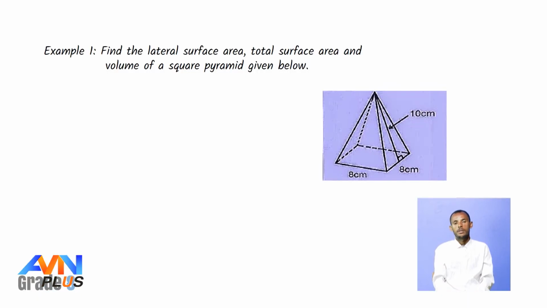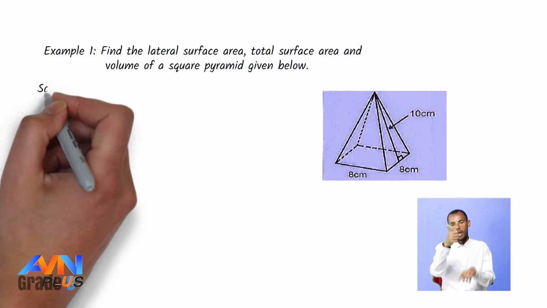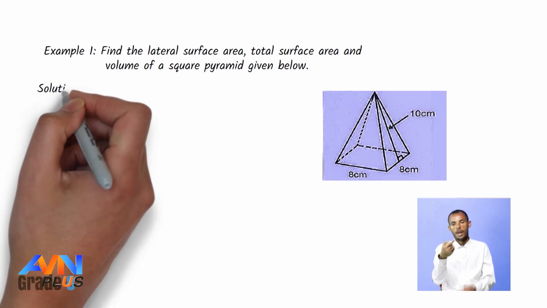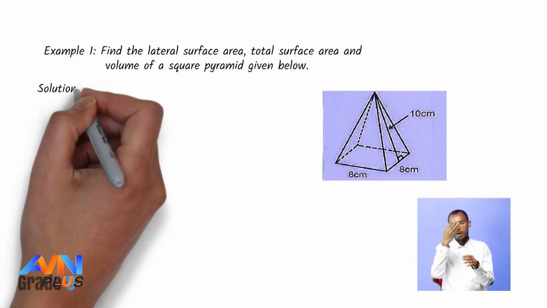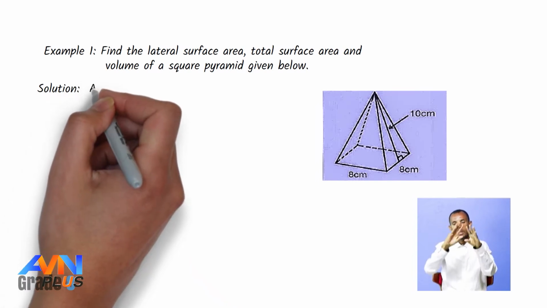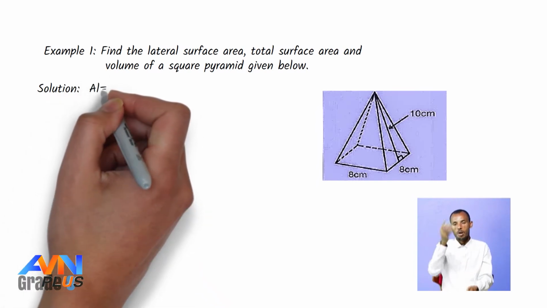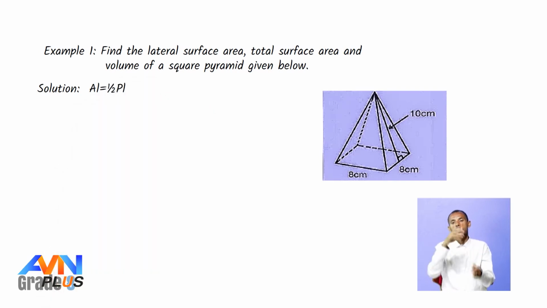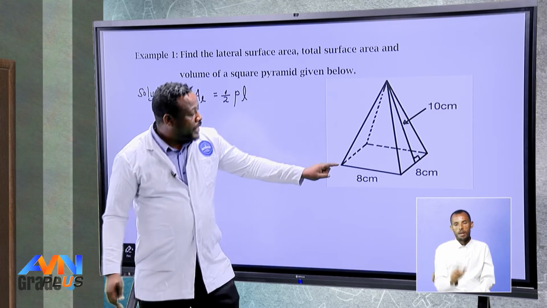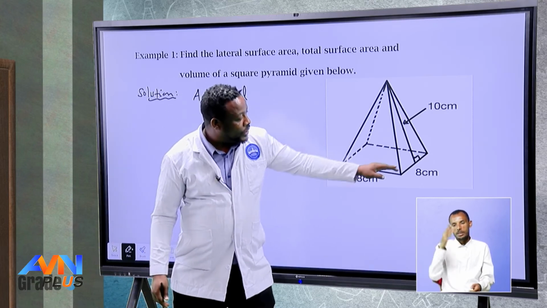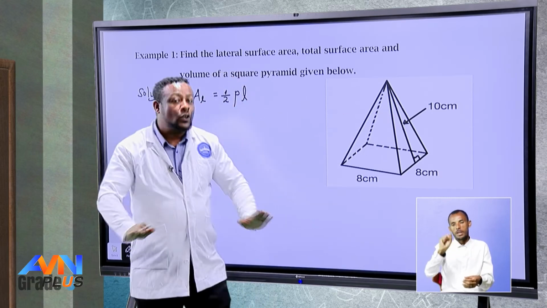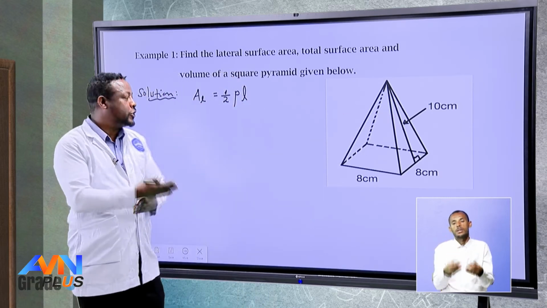So the lateral surface area, as I have said earlier, the lateral surface area of a pyramid is given by the formula half of the perimeter of the base times the slant height. Here the sides of the base are given and the slant height is also given, so it's a matter of substitution.